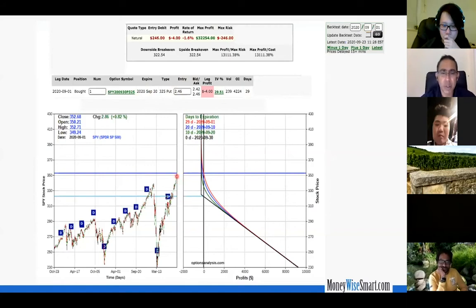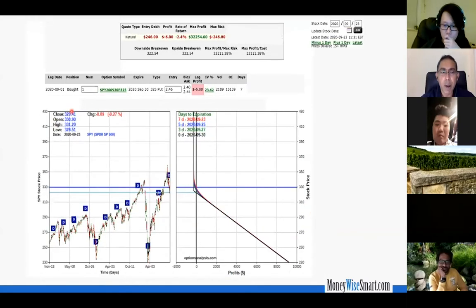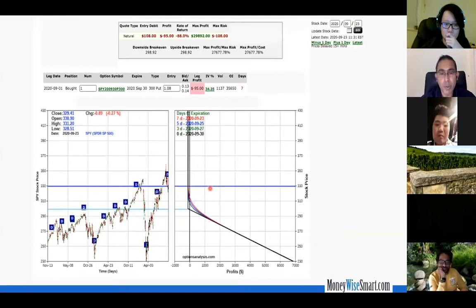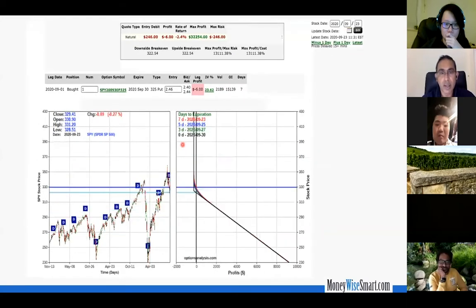I think that, you know what, even if the markets crash, I have a put option, so that will go up in value. So let's see what happens when the markets actually correct. Now you see, the markets corrected from 352 to 329.41. So that is quite a significant drop. So you would have expected the put options to go up in value, right?